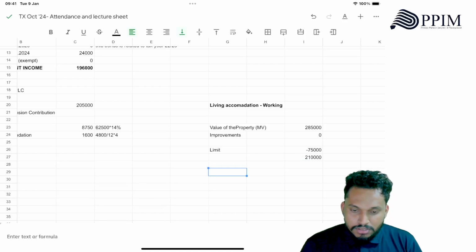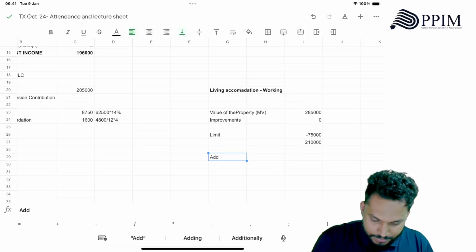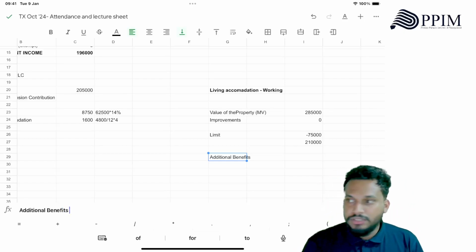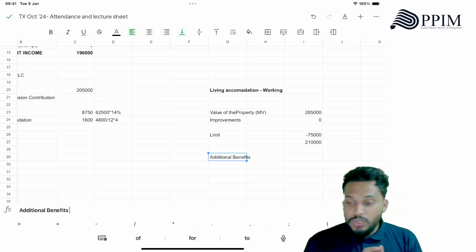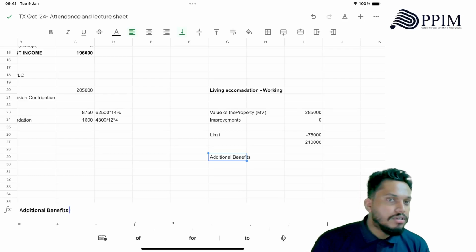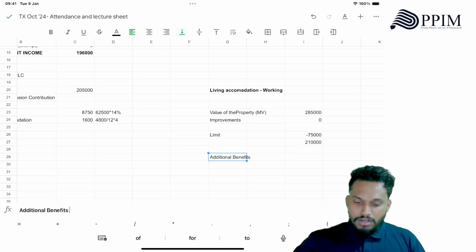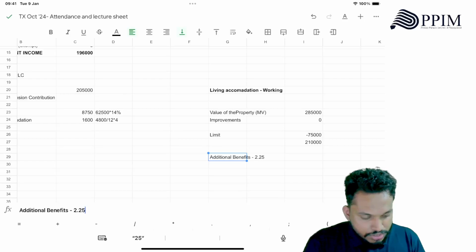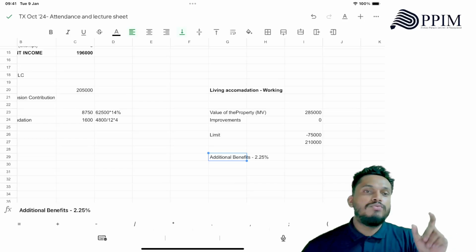Is that your answer? No. The additional benefits that need to be charged is how much? Out of this, once you get the figure, you need to charge a percentage of 2.25%. Now these are your understandings you should have. This 2.25% you need to charge, right? Is it for the whole year? That 2.25, is it the whole year?